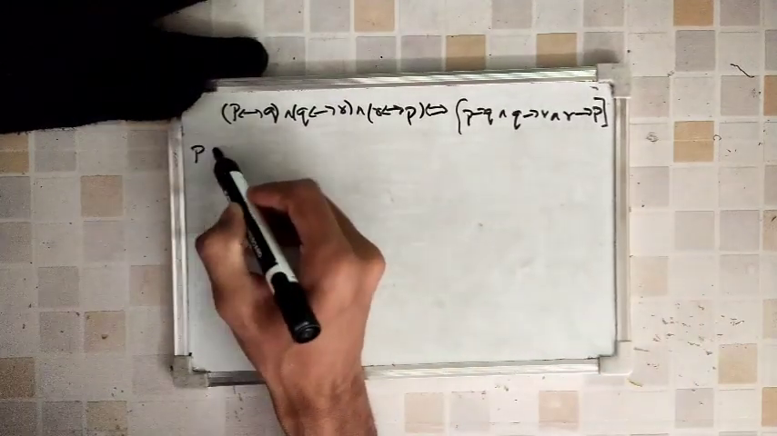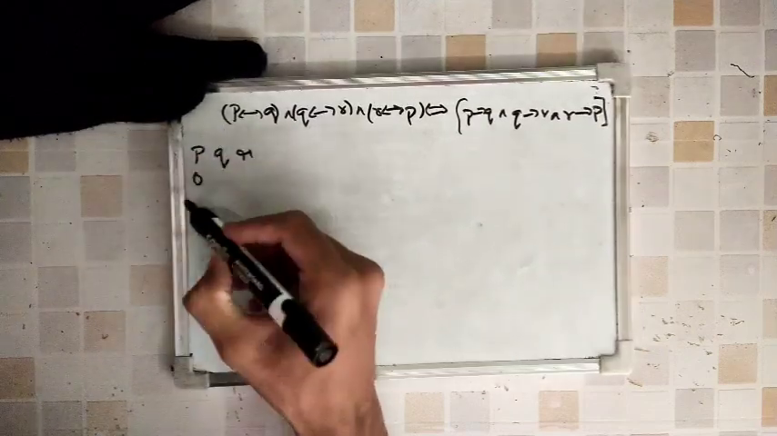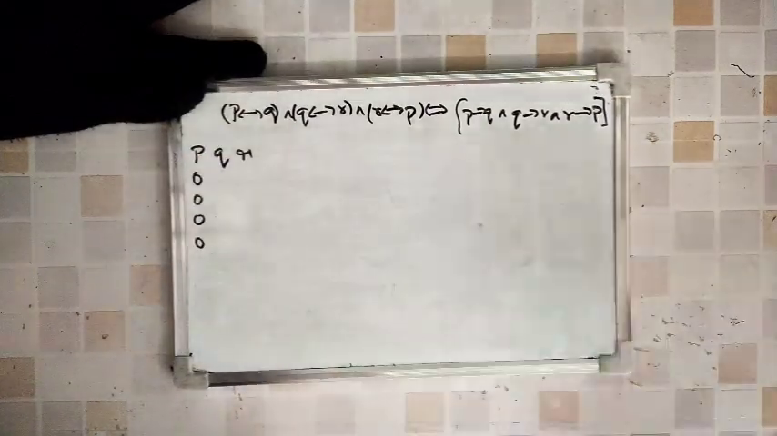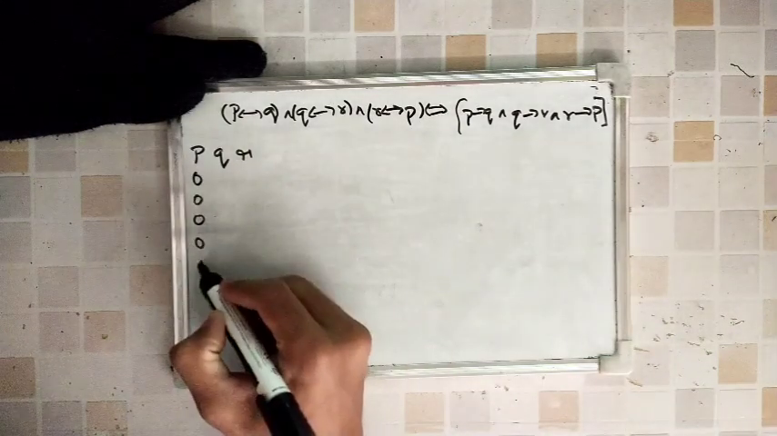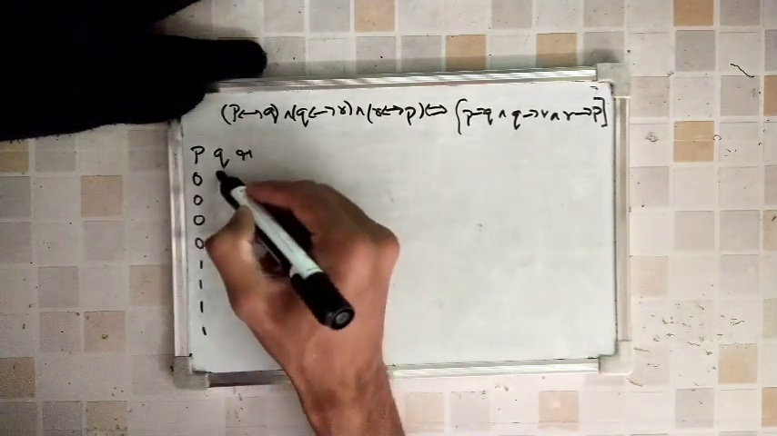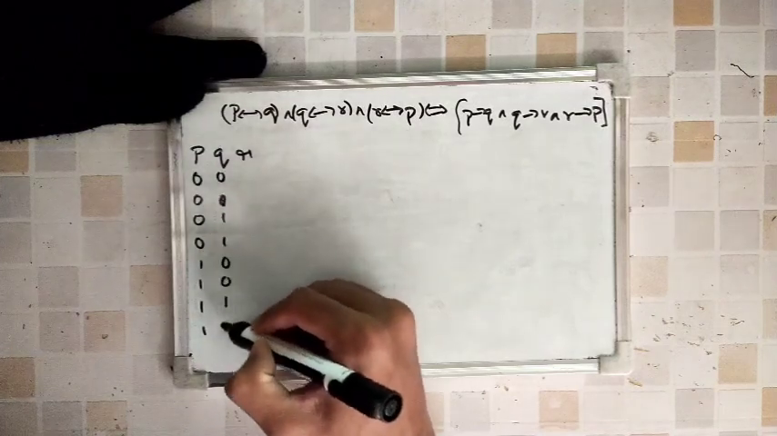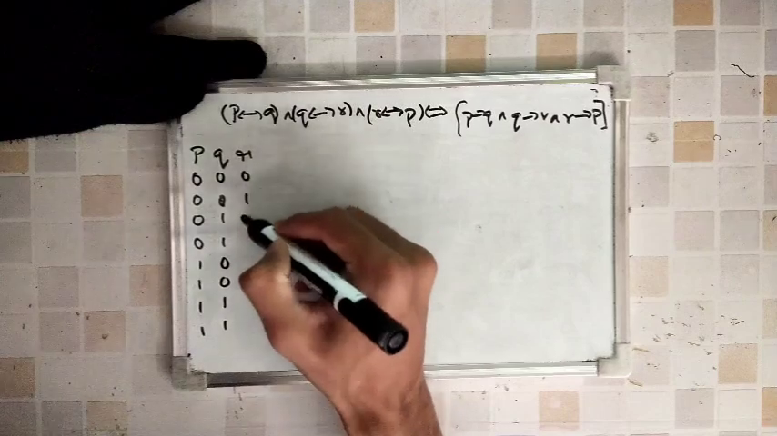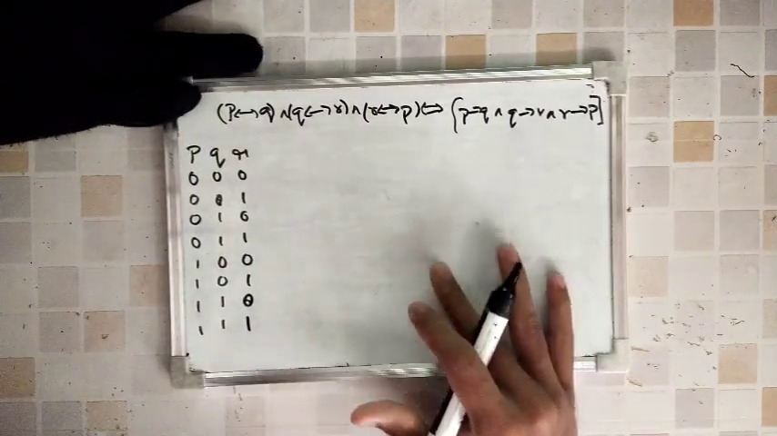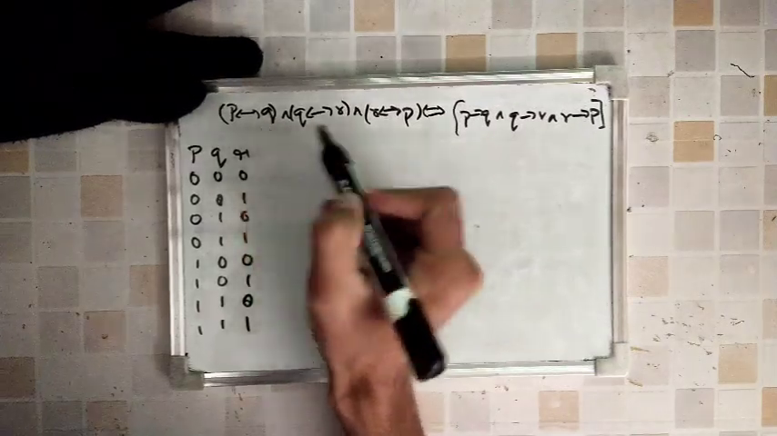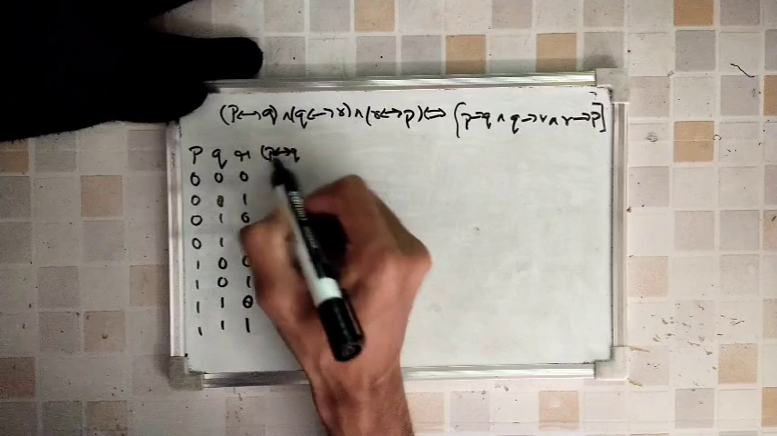First, I have to use a table here. P, Q, R. 0 0 0 0, 1 1 1 1, double 0, double 1, double 0, double 1, 0 1 0 1 0 1 0 1. Now first, I will take P implies Q.